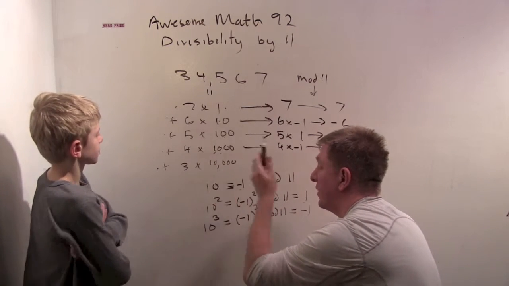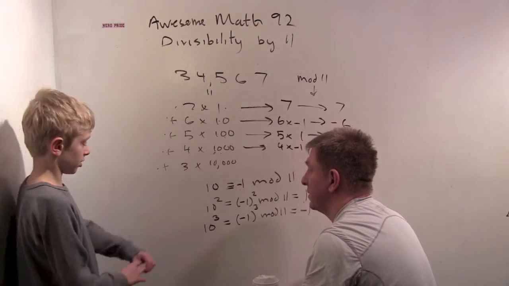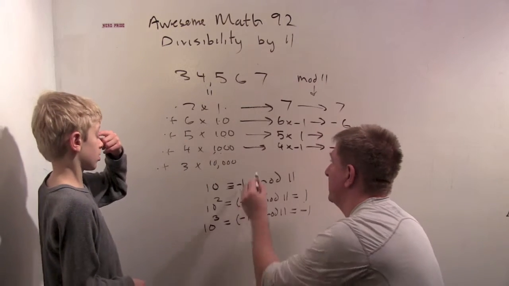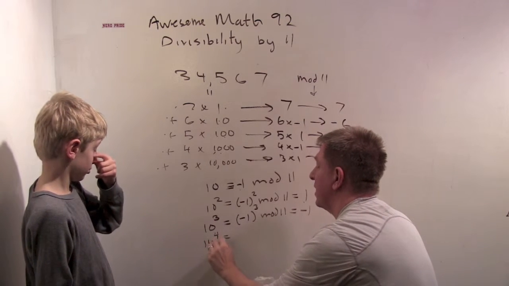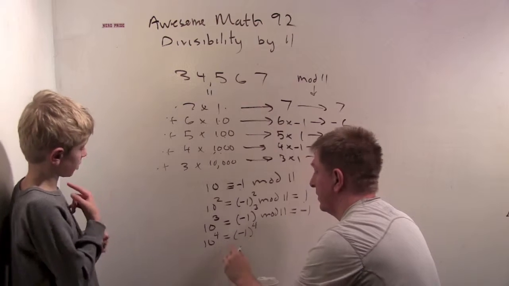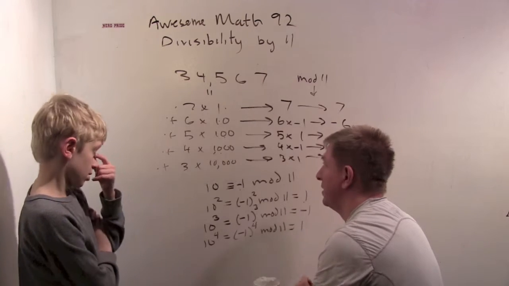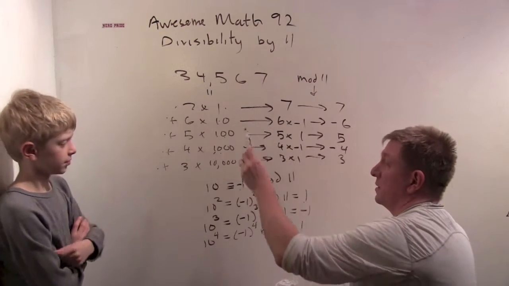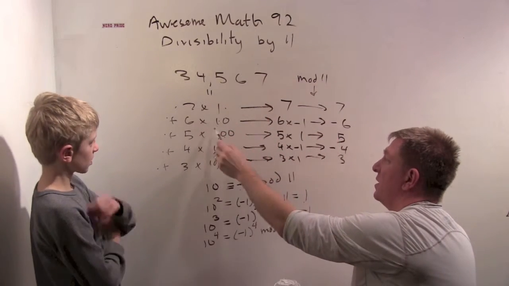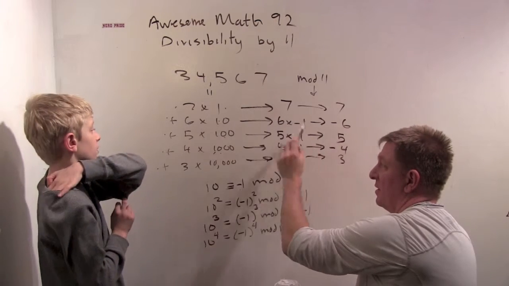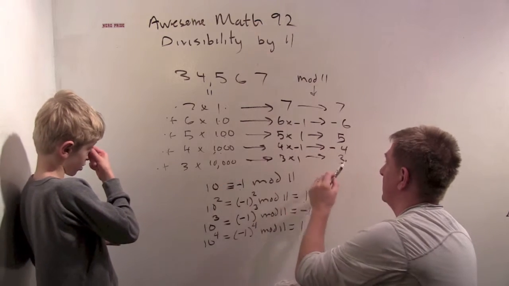And what about 10,000? How do we figure out what 10,000 is mod 11? Well, we have to multiply this by 10, or minus 1. Minus 1 times minus 1 is 1, so this is 3 times 1. Or we could say 10 to the 4th, which is 10,000, is minus 1 to the 4th, which is 1. So we get this interesting pattern: 7 is congruent to 7, 60 is congruent to minus 6, 500 is congruent to 5, 4,000 is congruent to minus 4, and 30,000 is congruent to 3.